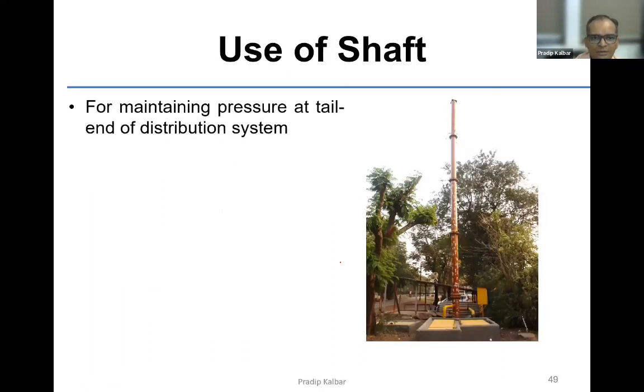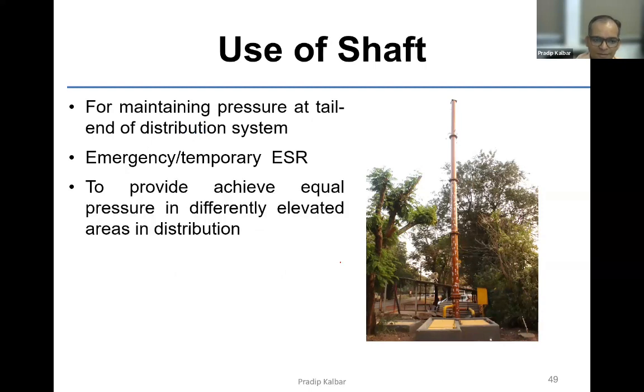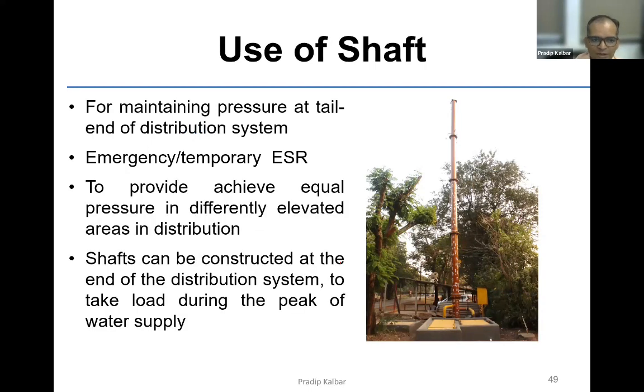This will be used for maintaining pressure at the tail end, as an emergency or temporary ESR, and to achieve equitable distribution. So a lot of benefits are possible. For example, you can have different outlets from this single shaft at the corner of the road. This shaft was constructed by our team in Safale, Palghar. I will give you the details in some time. So different HGLs will operate from the same tank for different outlets.